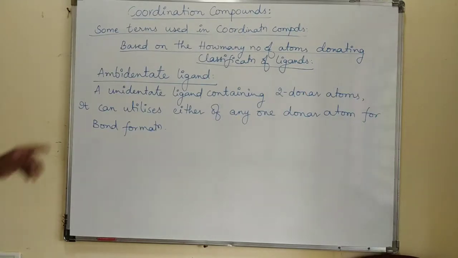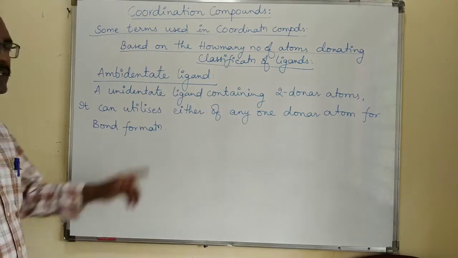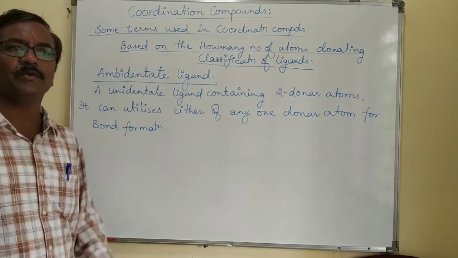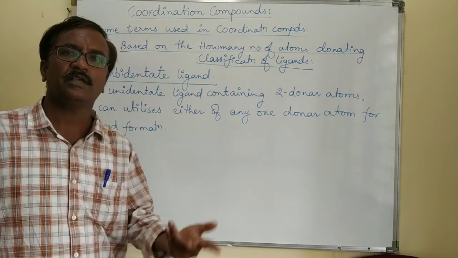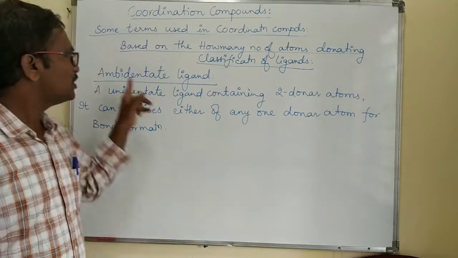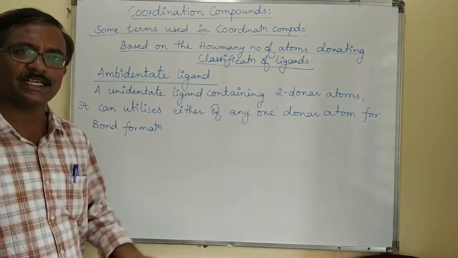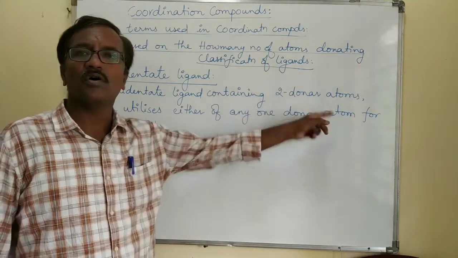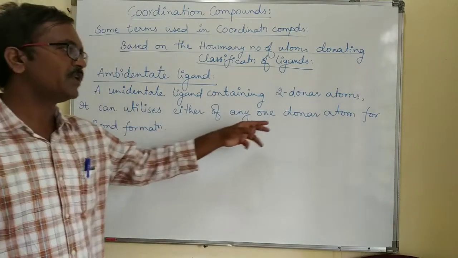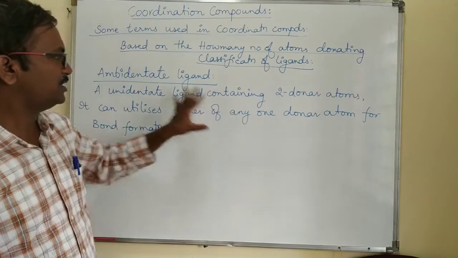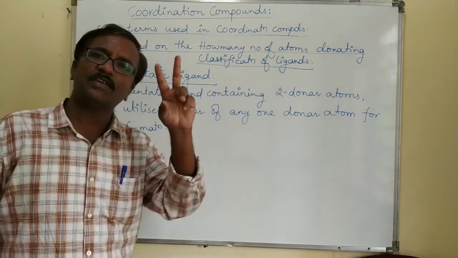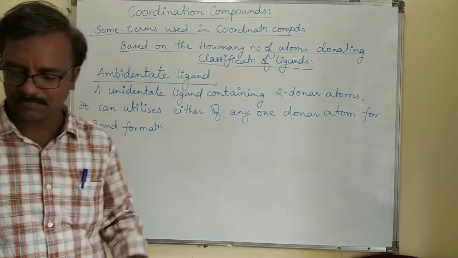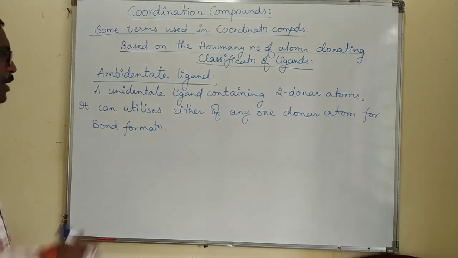The next one is the ambidentate ligand, in the same classification of ligands. Ambi means both, like amphibian, which lives in the water as well as on land. Ambi means two; it can utilize two donor atoms. A unidentate ligand containing two donor atoms can utilize either one of those donor atoms. So you can call it an ambidentate ligand.